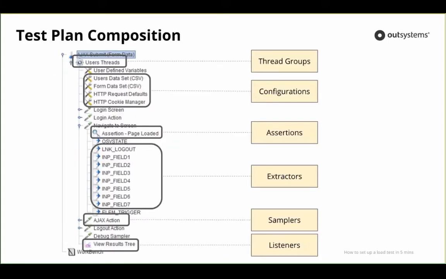Well, this is just an overview of the kind of elements that you will see in a test plan running in JMeter. There are all sorts of elements that perform different activities, like thread groups, configurations, assertions, but we'll drill down on these elements during the demo with more detail.